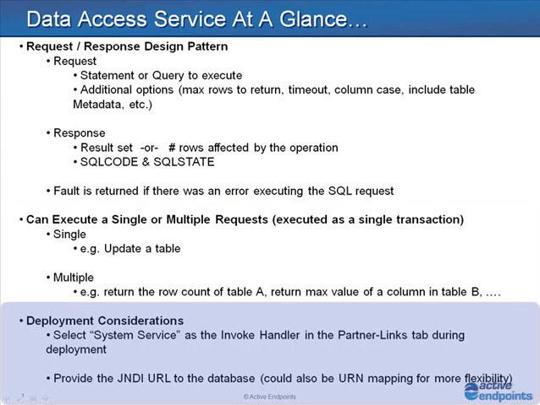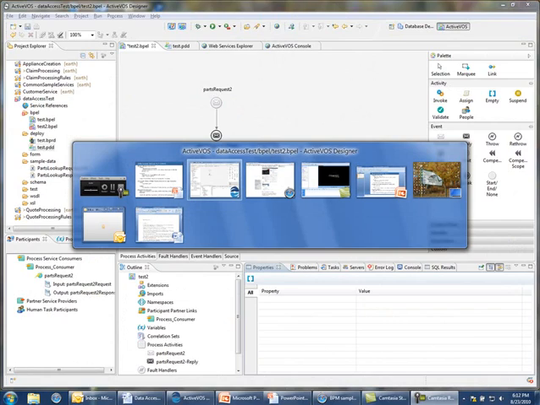Like any other service your process interfaces with, you'll need to provide some binding information at deployment time. For each database connection, you'll simply provide the JNDI location or a URN value that can be resolved dynamically at runtime. In a moment, we'll take a look at some of these things in action, but for a more comprehensive understanding of all the features, please refer to our product documentation.